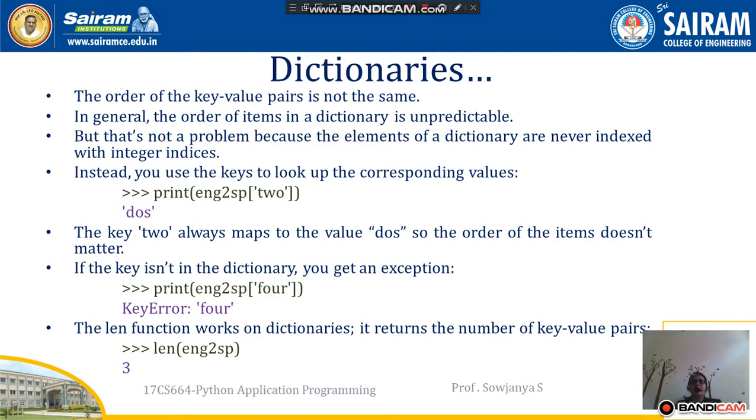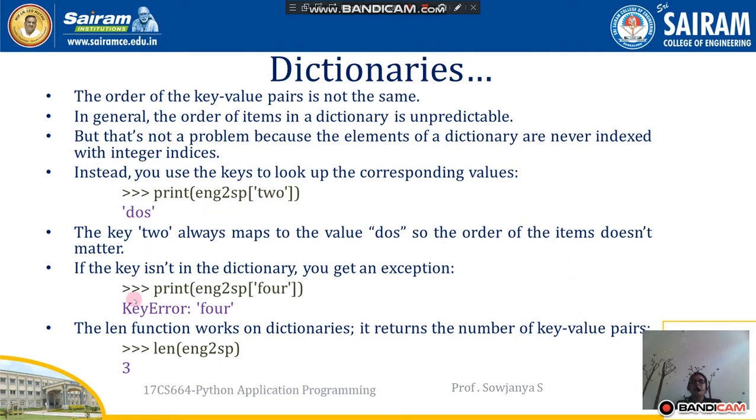Instead, if you want to find the corresponding values in a dictionary, we have a different way of representing it using the program. That is, you can use the keys to look up the corresponding values. If you print English to Spanish of 2, then for the key 2, we have the value dos. So this is going to be the output for this particular key.